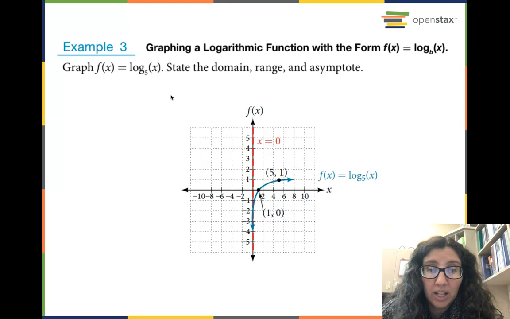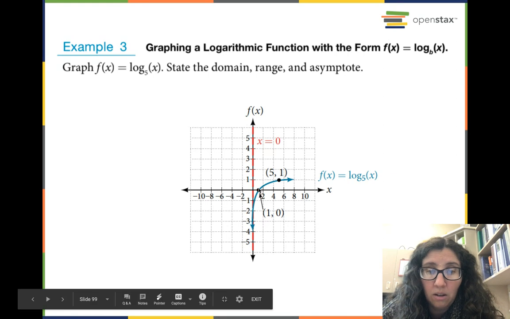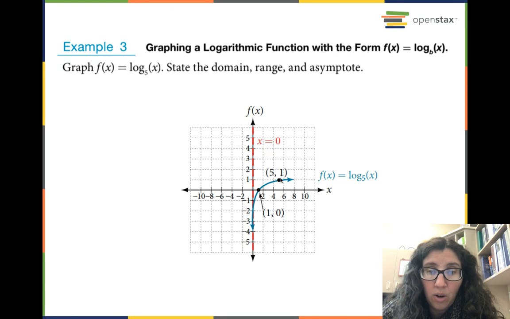So let's put those together. Vertical asymptote here at the y-axis, goes to the point (1, 0), and it has the critical point, or the key point, (5, 1). And then we can put those three pieces of information together and connect them to make a curve.